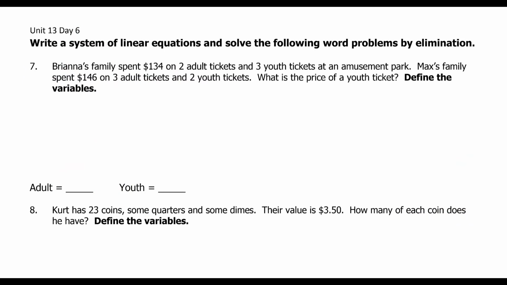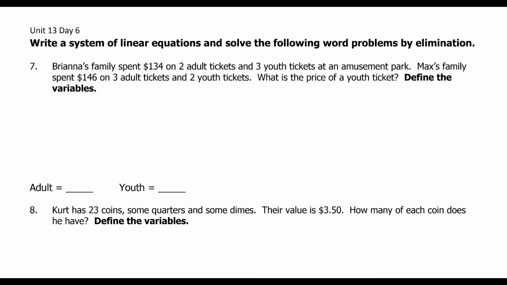Alright, now, on the second page, as you can see, it's a lot of word problems. It's just 4. It's not that bad. So, starting off, we have Brianna's family who spent $134 on 2 adult tickets and 3 youth tickets at an amusement park. Max's family spent $146 on 3 adult tickets and 2 youth tickets. What is the price of a youth ticket?